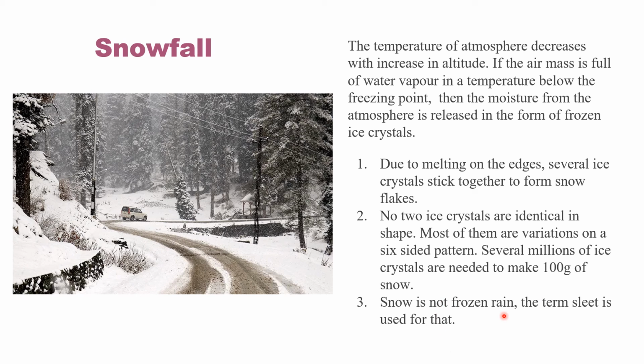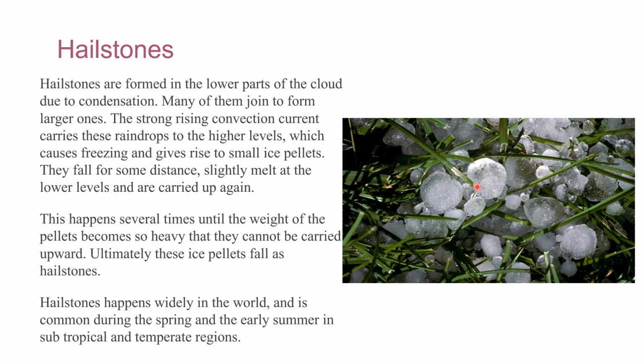Snow is not frozen rain. The term sleet is used for that. So when you say the rain is freezing, then that is the example for sleet, that we will see again. Now hailstone, you have seen this. In Malayalam you called it alipazham. Here you see the hailstone is formed in the lower parts of the cloud due to condensation. Many of them join to form larger ones. The strong rising convection current carries these raindrops to the higher levels, which cause freezing and give rise to small ice pellets.